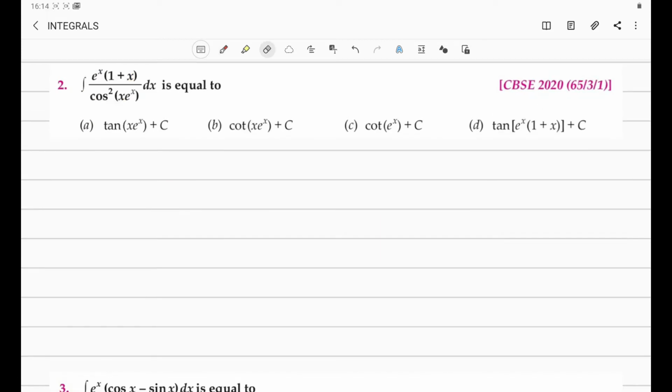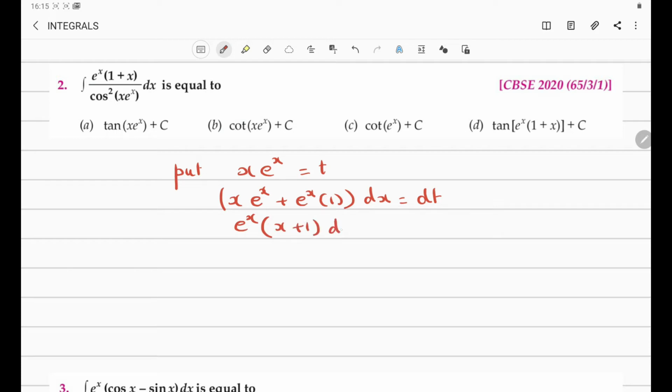Question number 2, integral of e to the power of x times 1 plus x by cos square of x e power x dx is equal to. So since we have cos square of x e power x, we put x e power x as t. So put x e to the power of x is equal to t, and the derivative of x e power x becomes x into e power x plus e power x into derivative of x, which is 1, whole dx equal to dt. Or on taking e power x common, we get e power x times x plus 1 dx is equal to dt.